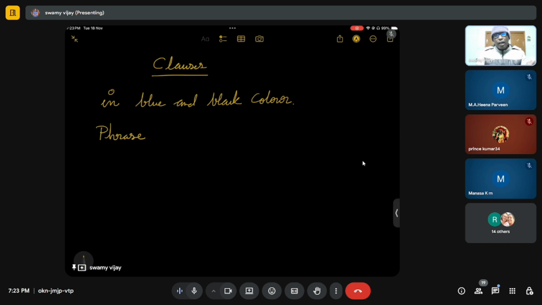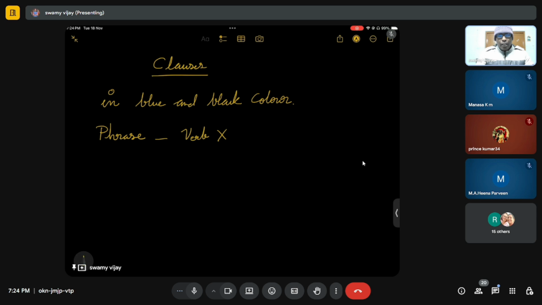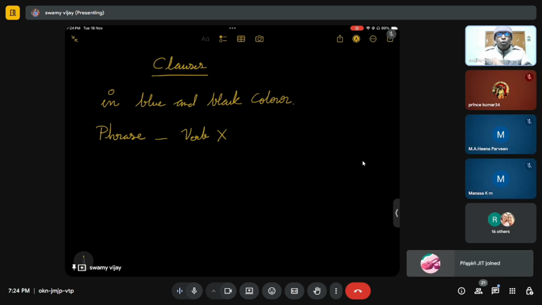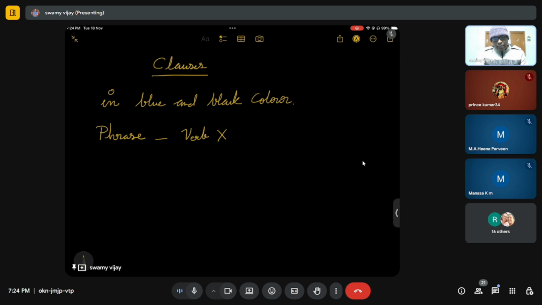But another way to identify a phrase is that a phrase is a group of words which has no verb. Now tell me, where is the verb in 'in blue and black color'? It has no noun and no verb either. There is no verb and no noun in this group of words, which is part of a sentence. That is called a phrase. Now let me write another one.